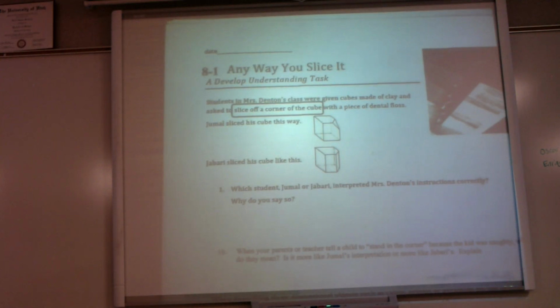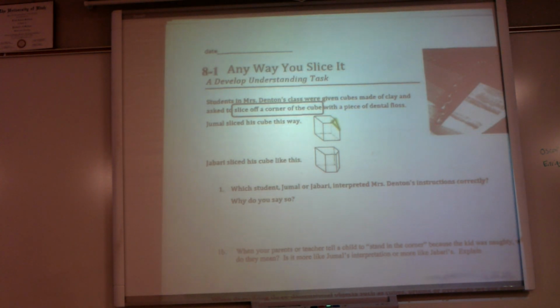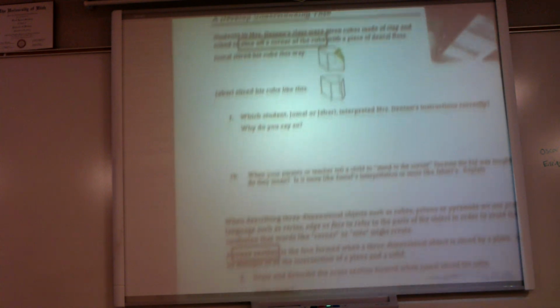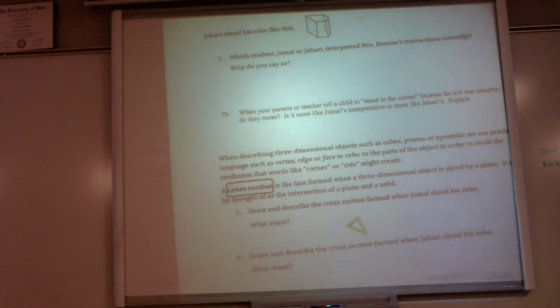Here's my cube, and when Jamal sliced it, I'm going to highlight here, that's his cross-section. If I were to draw that out, it's going to be a triangle, because basically the plane he used of making that cross-section intersected 3 of the faces.